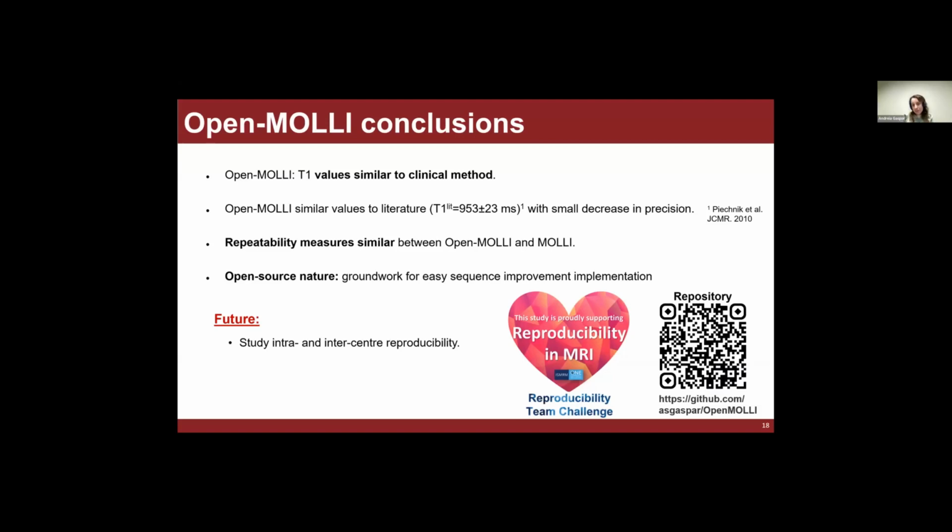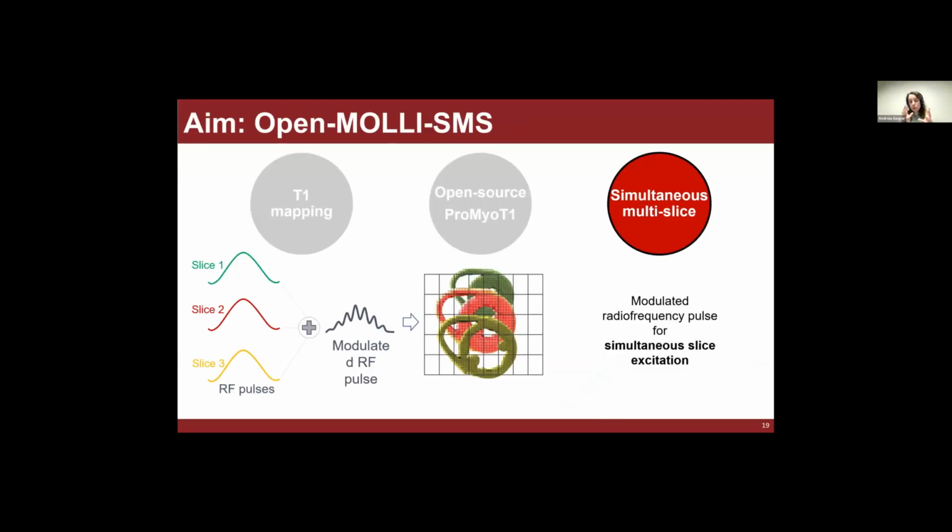Now we have this awesome sequence that is the base myocardial T1 mapping, but it still has the limitations that I mentioned before. So the idea here is we have this sequence and we will build on top of that, and that's what we did. We tried to acquire all the slices at the same time, the 3 slices that I mentioned in the beginning, in order to have the whole sequence in only one breath hold.